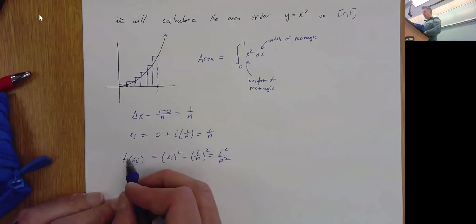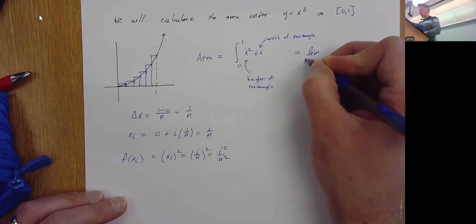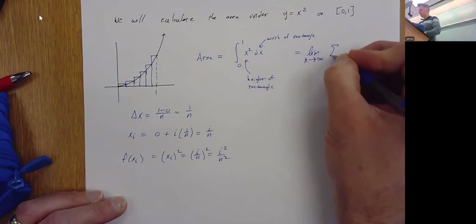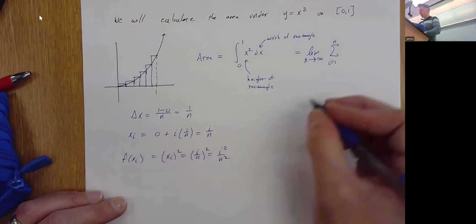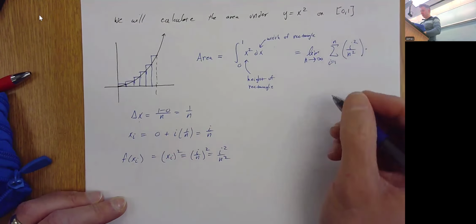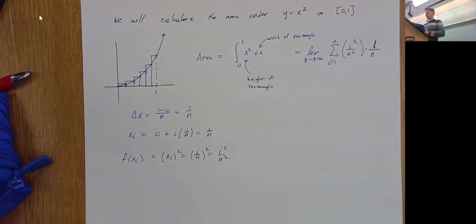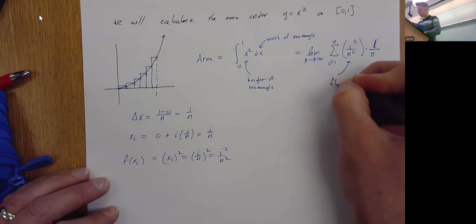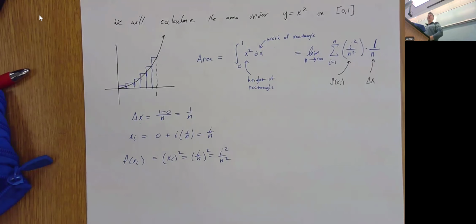So, using this and this, we can say that this is going to equal the limit as n goes to infinity of the sum from I equals 1 to n of my f of x sub I, which is I squared over n squared, times my delta x, which is 1 over n, not I over n. Apologies. The delta x should never have an I in it. And now we're actually going to calculate it.